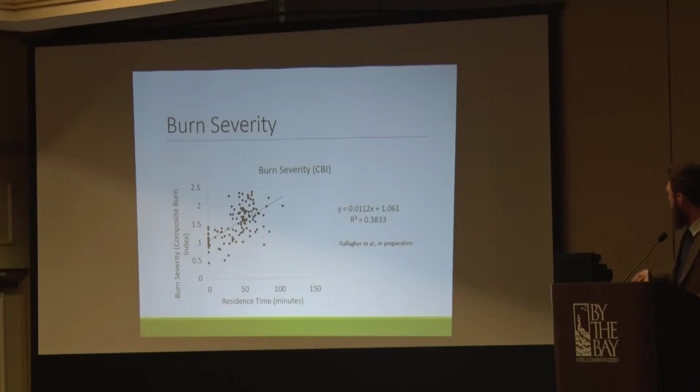fire peak temperature. And then this is also residence time on our x-axis and severity here on our y-axis. And the relationship isn't quite as strong, but there's still a relationship there. And so what that means is that you can infer something about how the fire was behaving differently there, like you might expect.